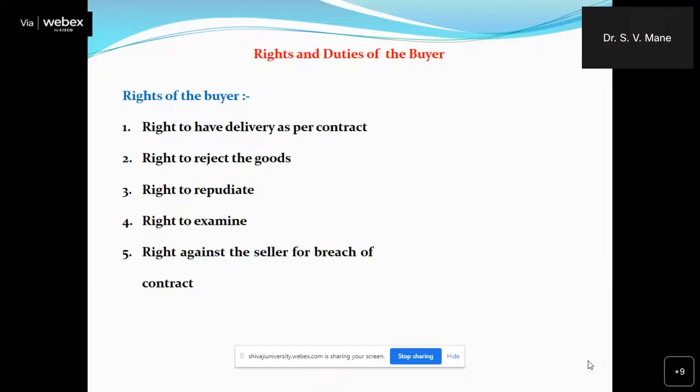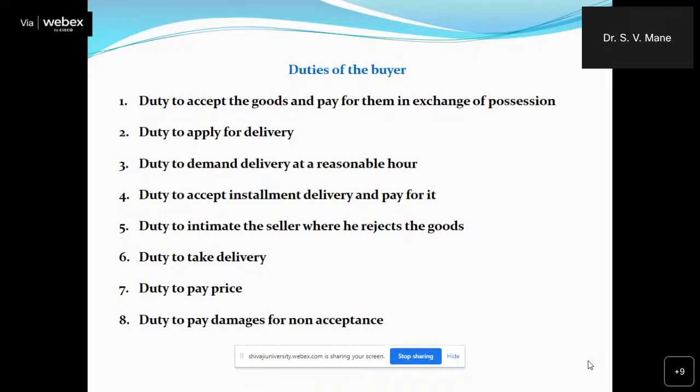So these are the rights given under the Sales of Goods Act to the buyer side. Then duties of the buyer. Some of the duties also important given under the Sales of Goods Act, which is mandatory for the buyer.